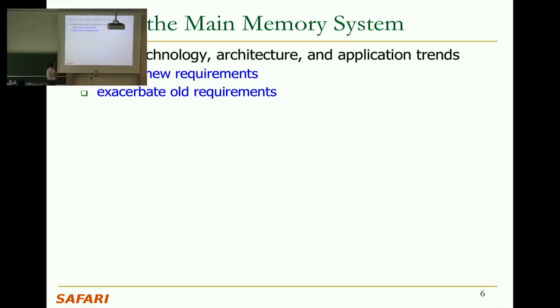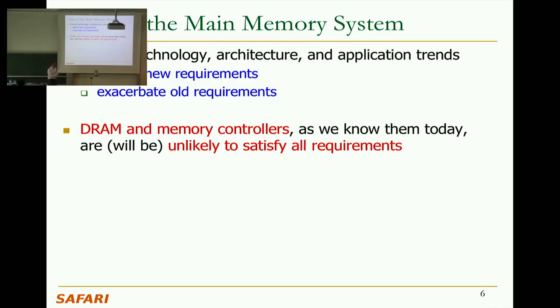And we've always demanded a lot from the system, and we're going to demand a lot more going into the future. So this is going to become a bigger bottleneck. And I will show you, hopefully, that DRAM, dynamic random access memory, and the memory controllers, as we design them today, are unlikely to satisfy all of the requirements that we have, and they're already falling short of this.